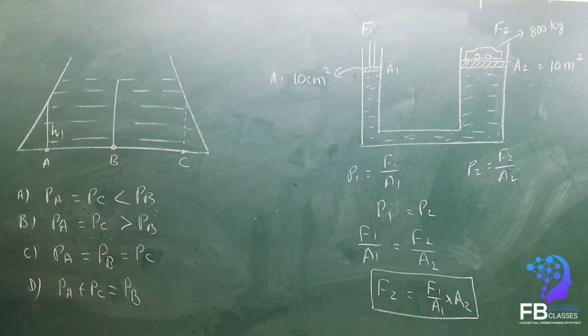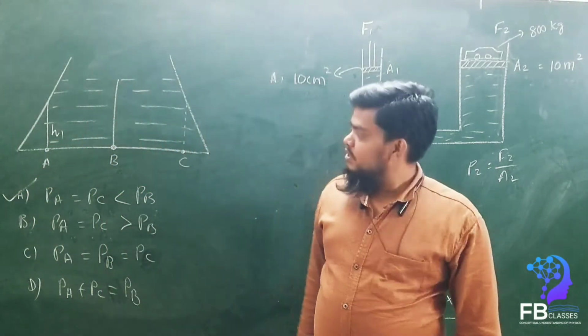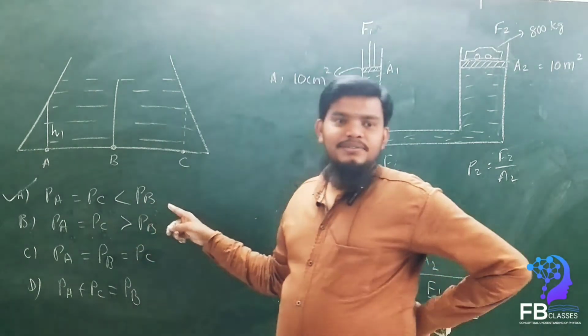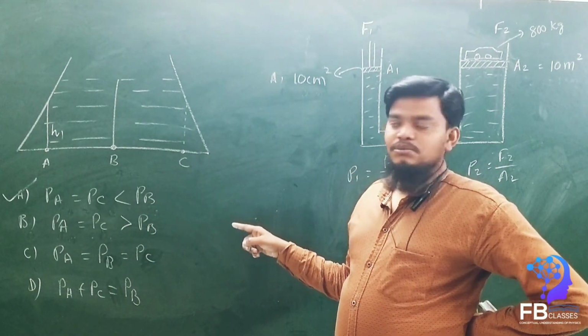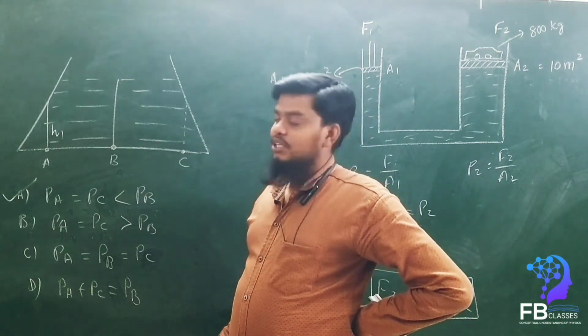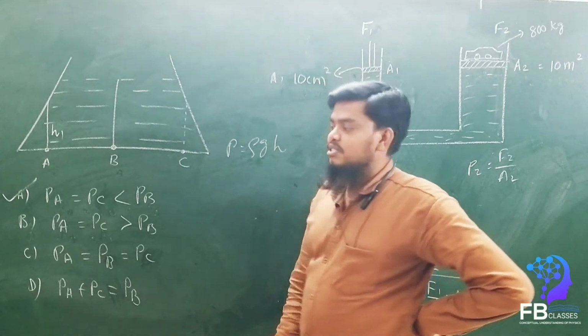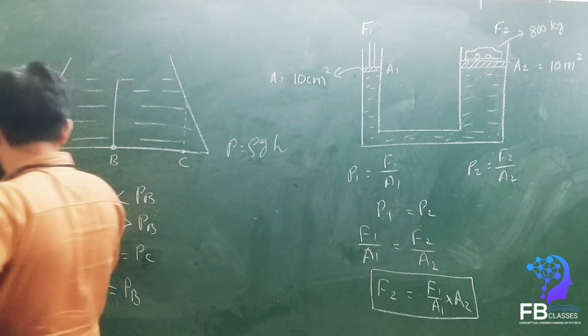Many of you say that option A isn't correct. Right? Okay, so why do you say that? Because A and B are not at the same height; B is at more height. So pressure is equal to rho g h, so you compare this. But the answer is wrong.